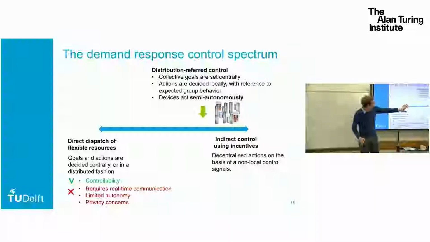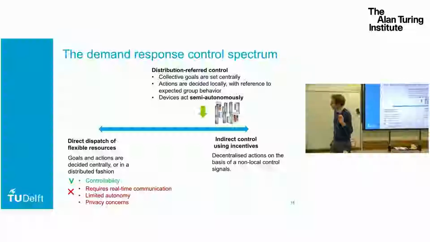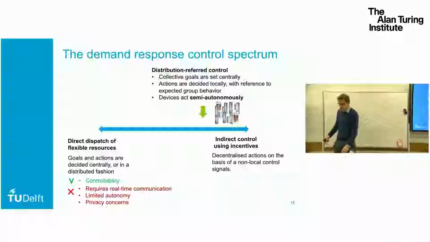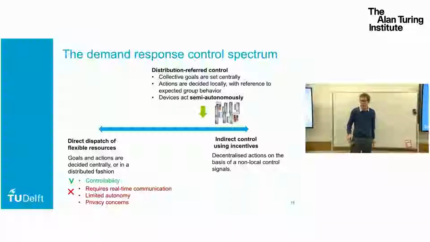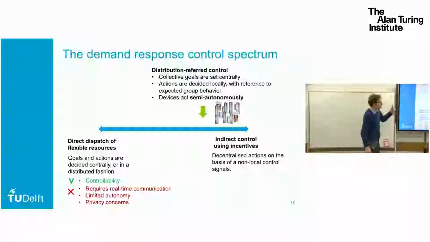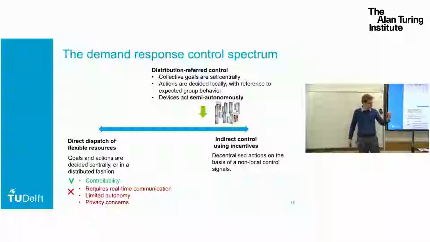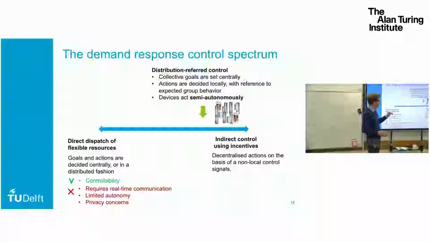So back to our control spectrum, that puts us somewhere over here. So this distribution-referred control means that we have collective goals that are set centrally, which is this pi control signal that's broadcast to all the fridges, and then the fridges individually act on the basis of this. And they act semi-autonomously. They don't need real-time communication. They can actually make their own local decisions, and that will hopefully become clear in the next 15, 20 minutes or so.